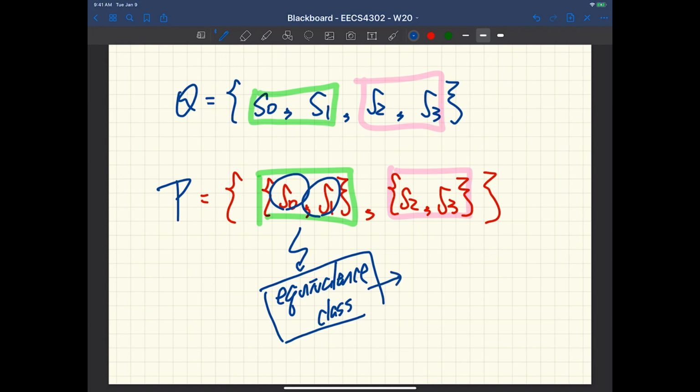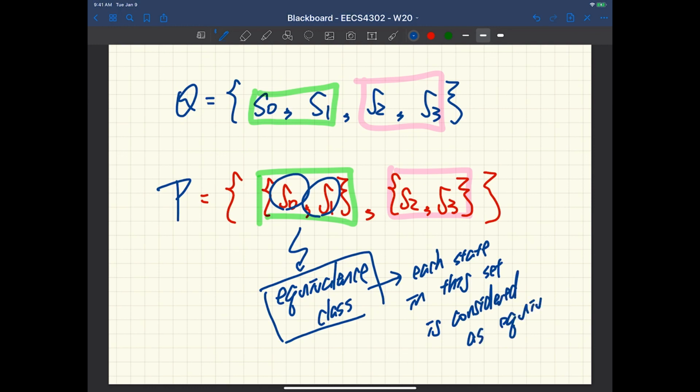You can think about each state in this set or equivalence class as considered equivalent for their behavior. Okay, just talk about the shape of the partition. Okay, we're going to do this.